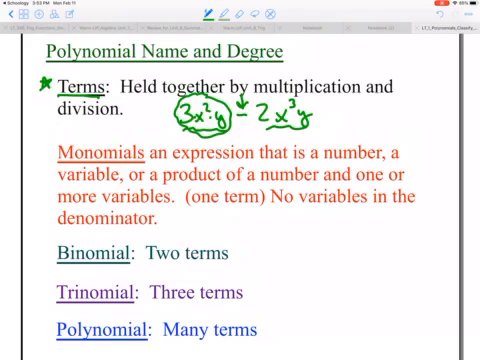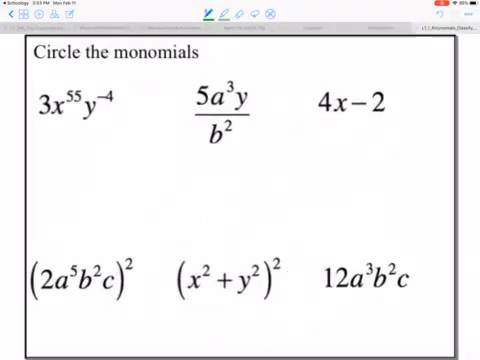Monomials are an expression that is a number, a variable, or a product of a number and one or more variables. There are no variables in the denominator. Keep that in mind. Binomials are 2 terms, prefix bi for 2. Trinomials are 3 terms, prefix tri. Polynomials are what we call many terms. So anything beyond a trinomial we call a polynomial.